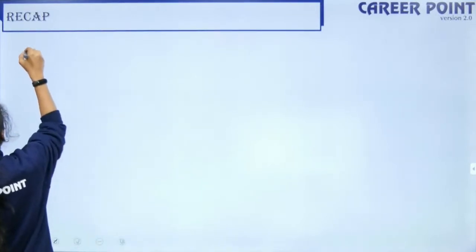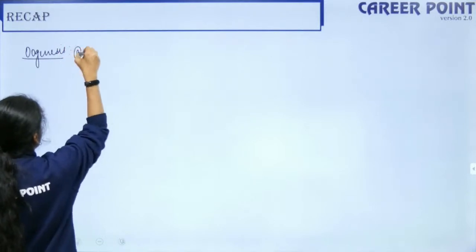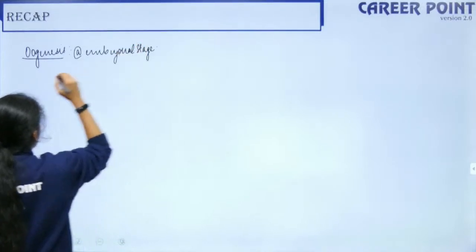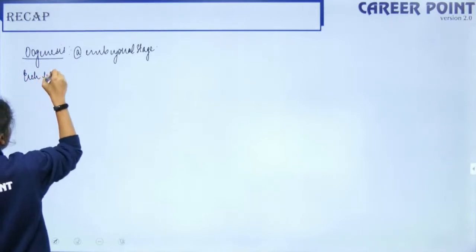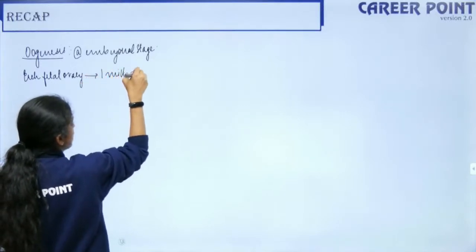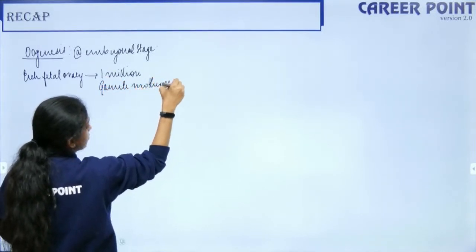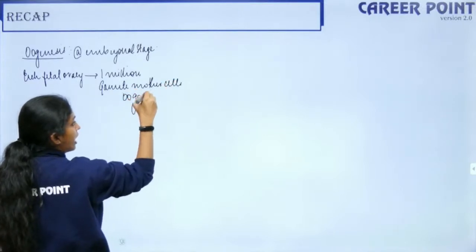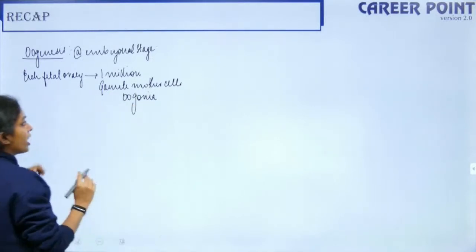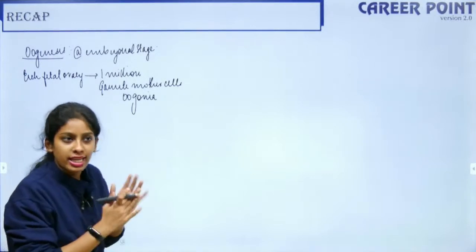Then we were talking about your oogenesis. Unlike your spermatogenesis, oogenesis begins at the embryonal stage itself. Each fetal ovary has almost 1 to 2 million gamete mother cells. These are known as oogonia. Once again, oogonia is plural, oogonium is singular. These oogonia are a fixed number. It does not increase after birth. However many are formed at the time of embryonic development, that is it.